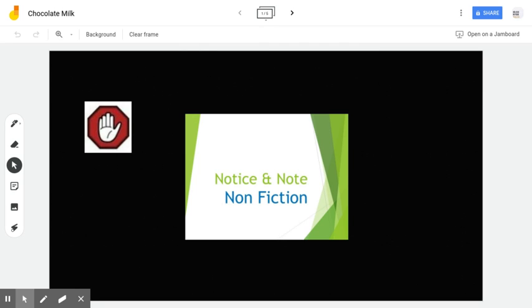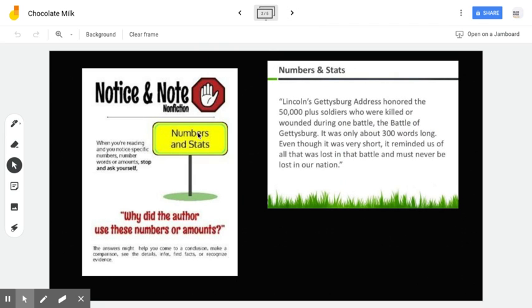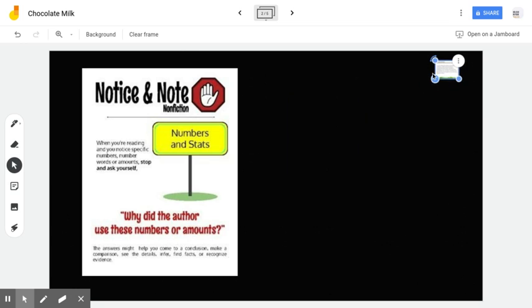And I'm going to try it this way. Notice that there's a little stop sign here with the hand. That's that you want to stop when you notice something and you want to note it. And we'll go through two different things you want to notice and note when you are reading nonfiction today. So the first thing you want to notice, I'm actually going to make this smaller for us for now.